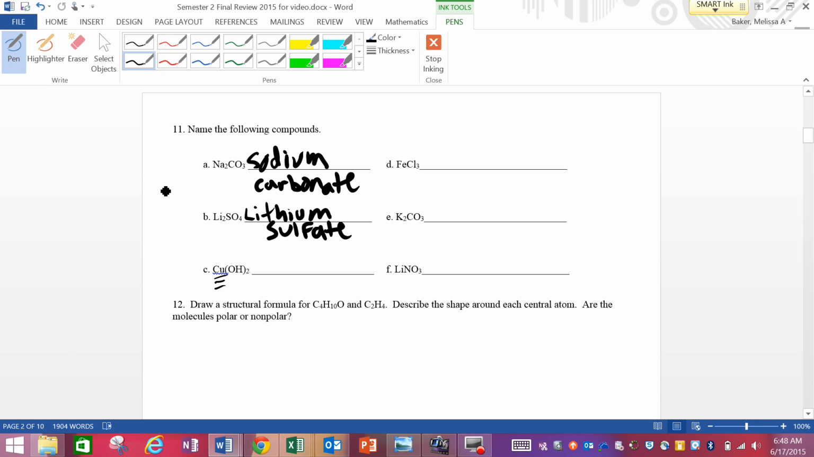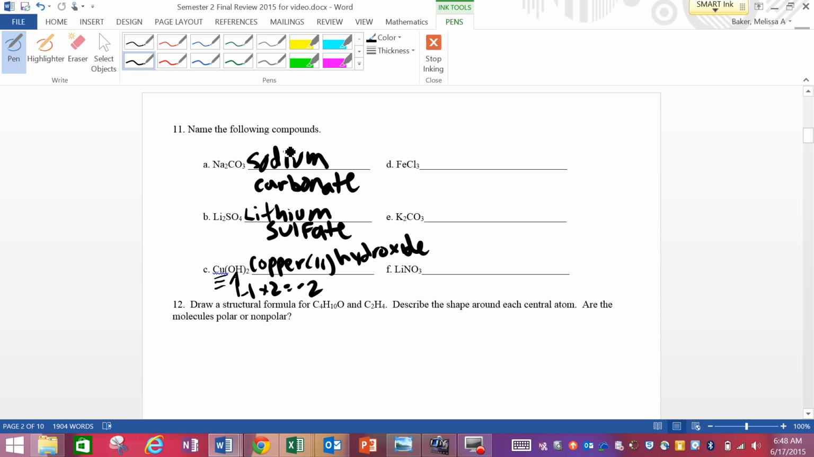Now letter C is a little bit different because we've got a transition metal. So we're going to need to use Roman numerals. Hydroxide has a -1 charge, and there's 2 of them. So how do we cancel out a -2 charge? With a +2 charge. So that must mean that this compound is copper Roman numeral 2 hydroxide.